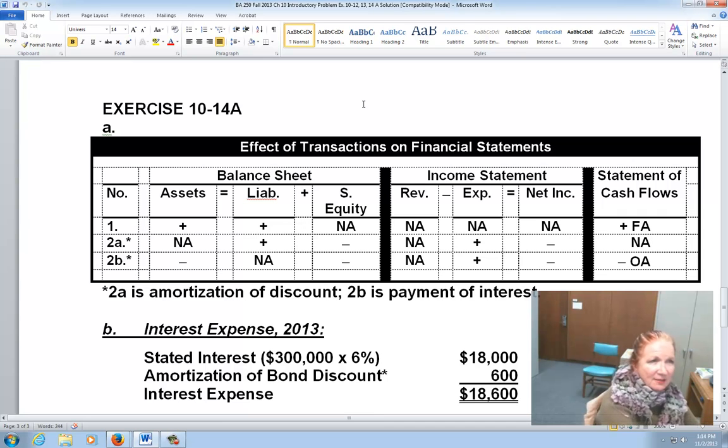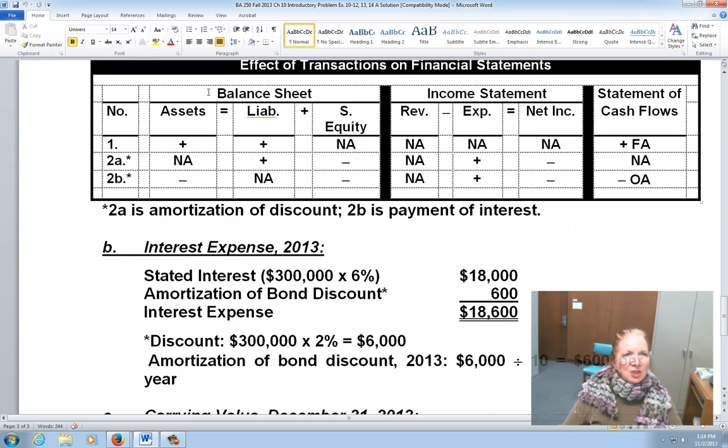So as we look at this, the first thing we're going to open up and look at here is the effect of transactions on financial statements. So we have a balance sheet, an income statement, and a statement of cash flows. In the first transaction here, we're taking in cash and we're taking in a liability. So cash is going up as an asset and liabilities are going up. There's no other effects on elements of the financial statements, and it's a financing activity, and it's going up by the amount of cash that we receive.